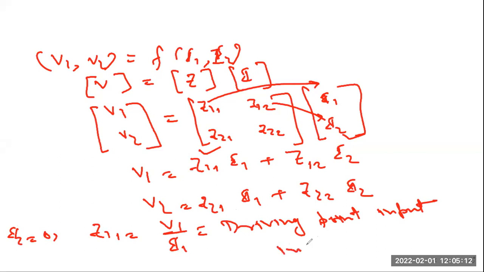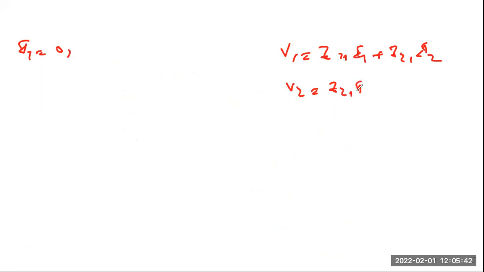This is known as driving point input impedance. Similarly, if you make I1 equal to 0, what will happen? I will write this equation again. V1 equal to Z11 into I1 plus Z12 into I2, and V2 equal to Z21 into I1 plus Z22 into I2. So if you put I1 equal to 0, what will happen?